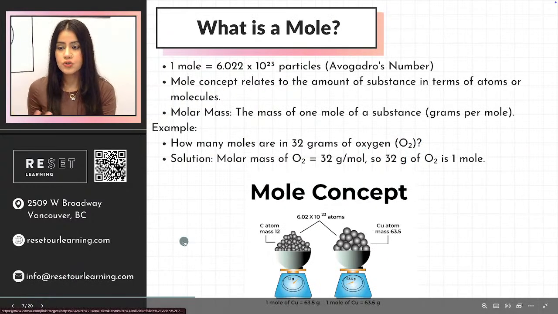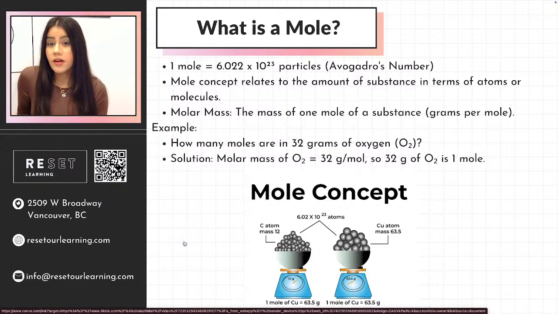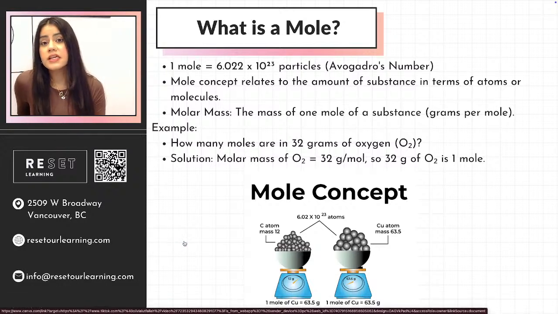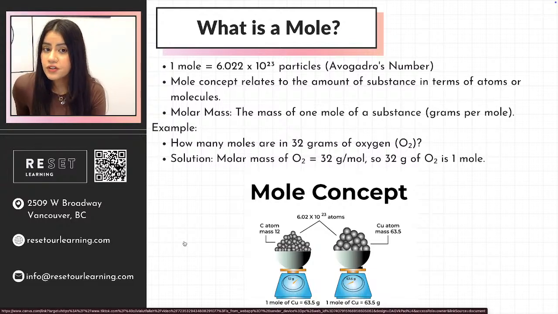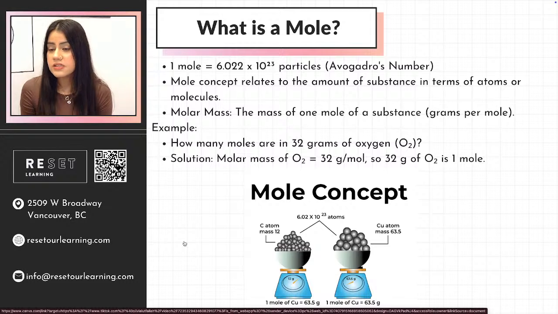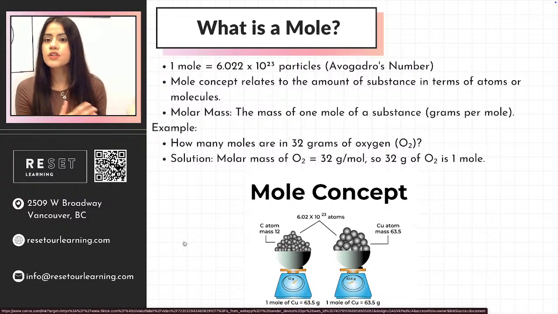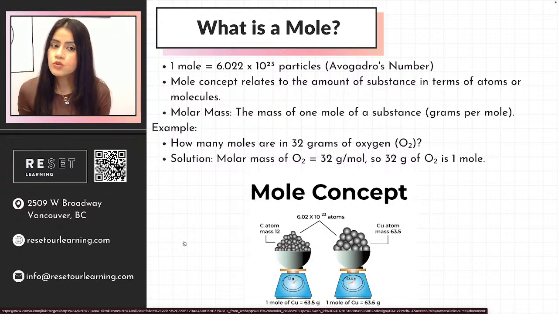Now going into the real concept that I do want to touch after balancing is, what is a mole? Mole is a very important part of stoichiometry. 1 mole equals 6.022 times 10 to the 23 particles, which is also known as Avogadro's number. We know everything around us is made up of particles, which entails mole, right? So 1 mole contains 6.022 times 10 to the 23 particles. So mole concept relates to the amount of substance in terms of atoms or molecules.